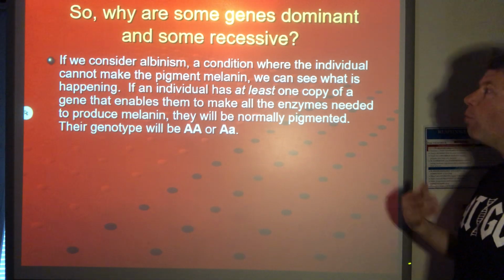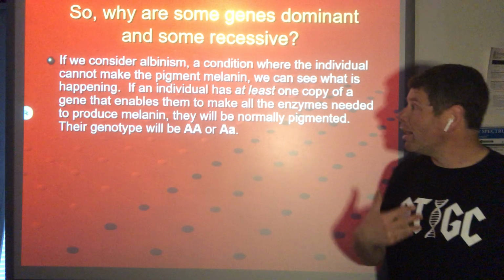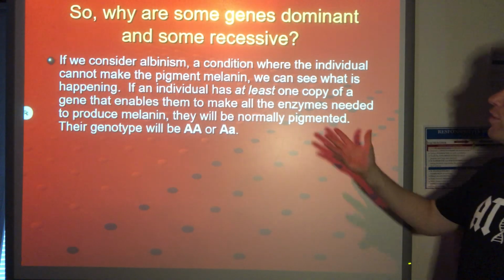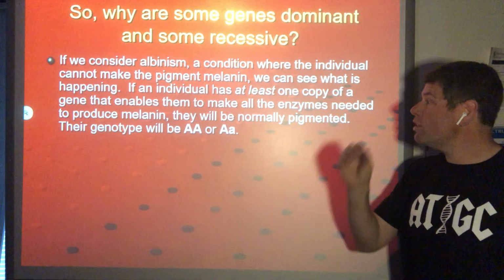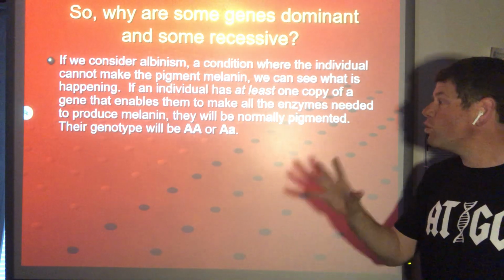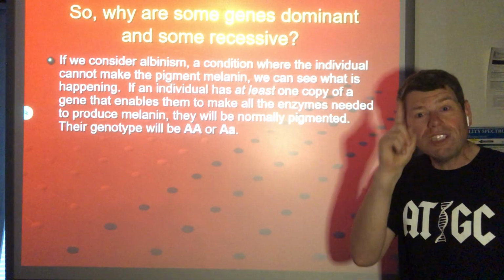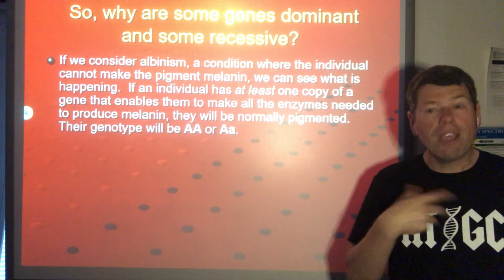So if we consider albinism, for example, a condition where the individual cannot make the pigment melanin, which gives us our skin tone, we can see what is happening. If an individual has at least one copy of the gene that enables them to make all the enzymes to produce melanin, they will be normally pigmented. So you just need one gene, because it's dominant, to make melanin.